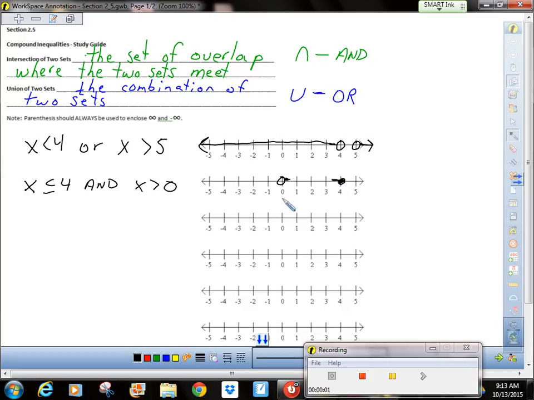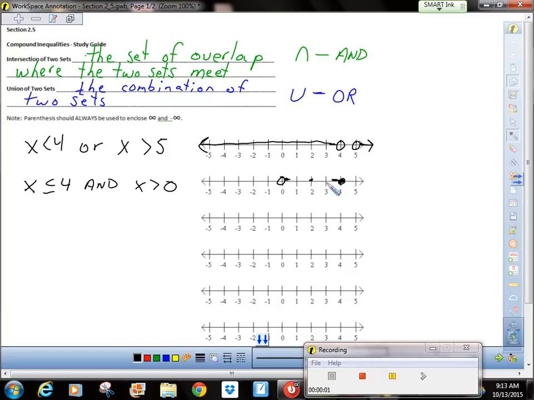Now, the reason I put it short is for a reason. What does the word and mean? Together. It means overlap. It's where they're both true, right? Where would both of these be true? At 2? How about 3? No. Really? 3's not?